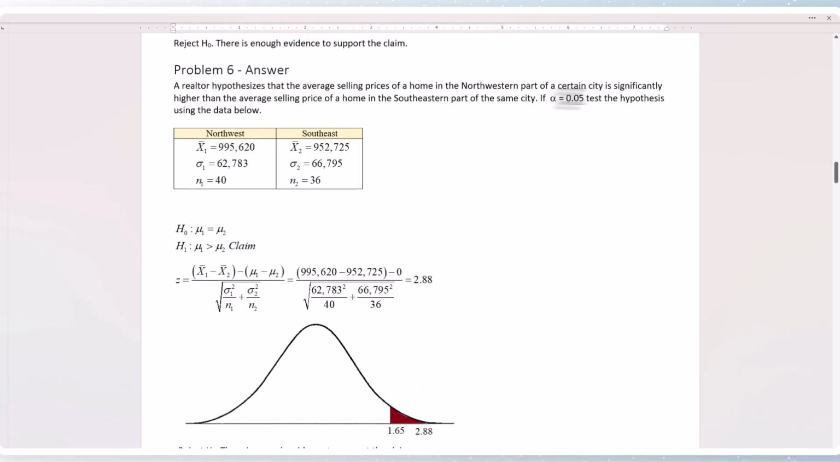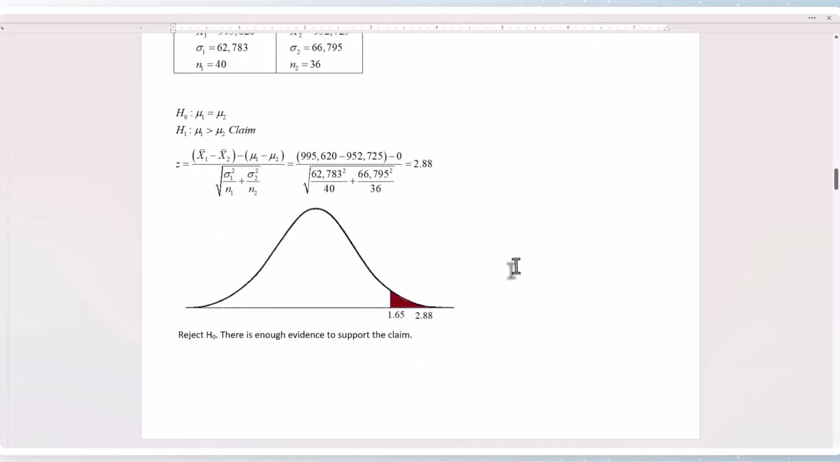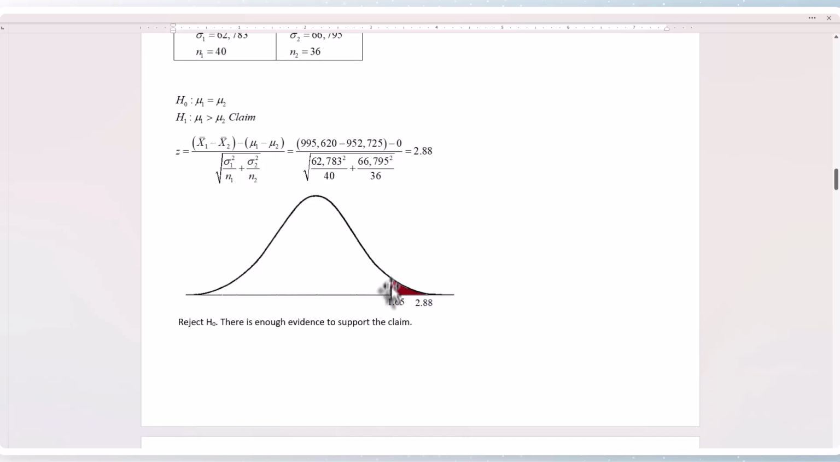Now, since alpha is 0.05 and it's a one-tailed test, we can check that the critical value is 1.65 from our table. 2.88 does fall in the critical region, so we reject H naught and we say that there is enough evidence to support the claim.